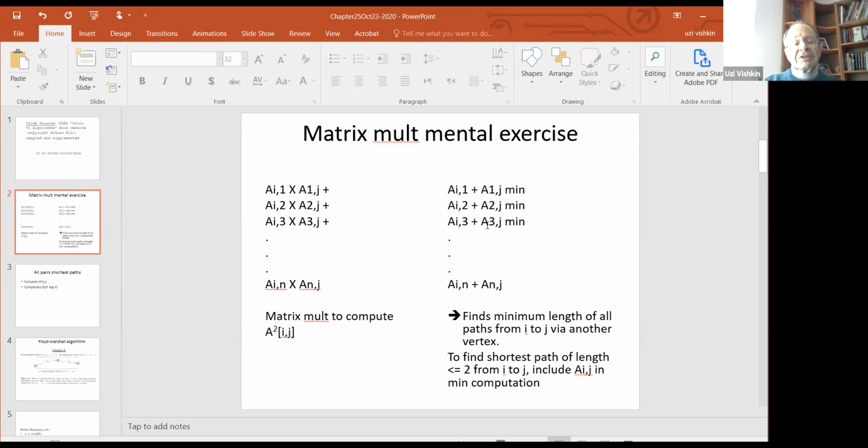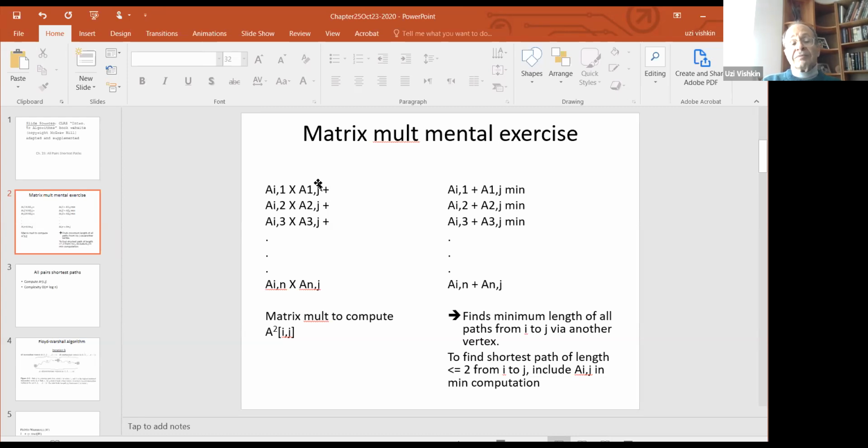Now, what's the connection? So first, this looks quite similar. Right here, I take the elements a_i1, a_1j, and multiply them. What did I do here? Instead of multiplying, what did I do? I did addition. So instead of having the binary operation of multiplication, I replaced it by addition.